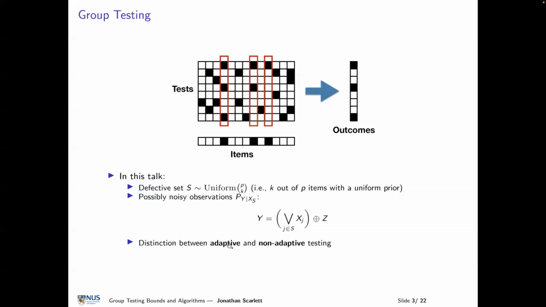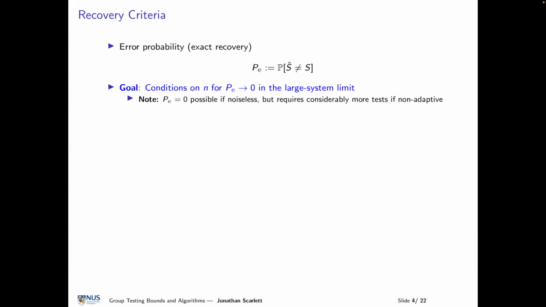Okay, and adaptive versus non-adaptive testing will be important. I'll explain that more in a second, but briefly, non-adaptive is where you design this whole matrix in advance before seeing any outcomes. Whereas adaptive is where you see the outcomes and then use those outcomes to design your next tests. So you're sequentially designing based on what you've already seen. I'll come back to adaptive and non-adaptive soon.